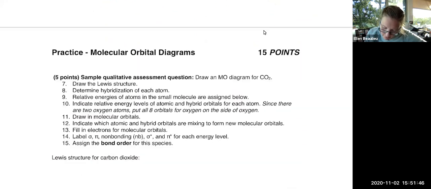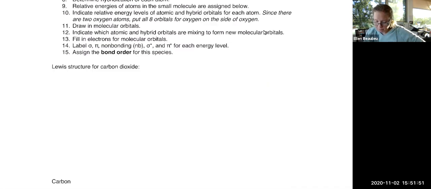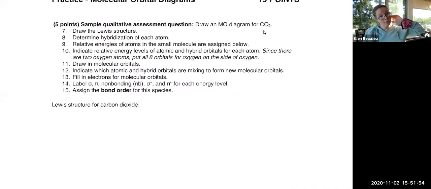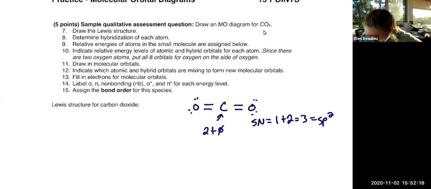Okay, for the second problem, anytime you want to build an MO diagram, you need to start with the Lewis structure. So the Lewis structure for carbon dioxide looks like this. And if I were to assign hybridization, the oxygen atom has one atom attached and two lone pairs, so a steric number of 3. So that's sp2 hybridized oxygen. And the carbon is attached to 2 atoms, has no lone pairs, so a steric number of 2. So carbon is sp hybridized.